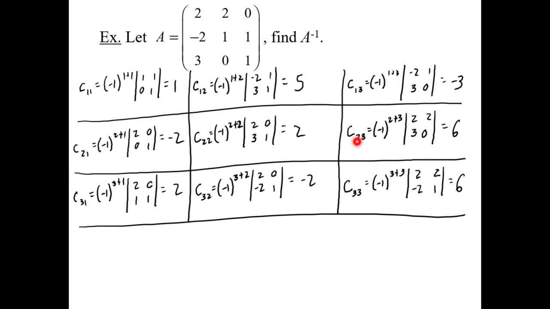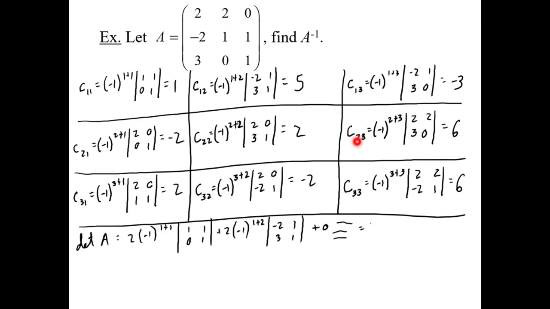Oh, you know what? Let me also find the determinant of A. I'll work along the top row, so it'll be 2 times -1 to the 1 plus 1 times the smaller matrix 1, 1, 0, 1, plus 2 times -1 to the 1 plus 2 times its smaller matrix, plus 0 times who cares. So I'm getting 2 times 1 minus 2 times -5, which gives me 12.